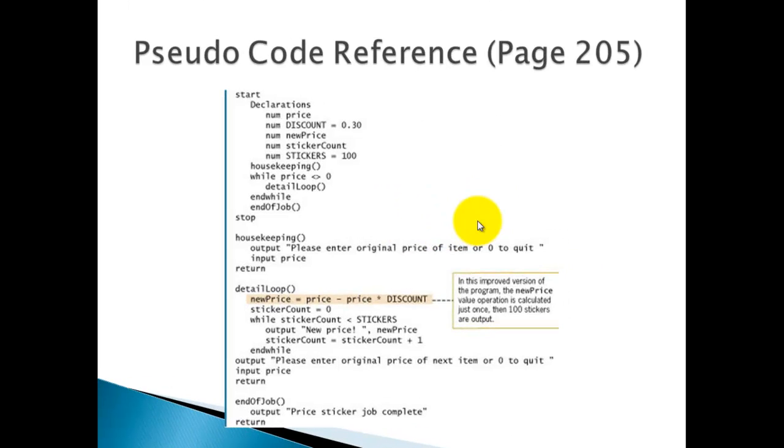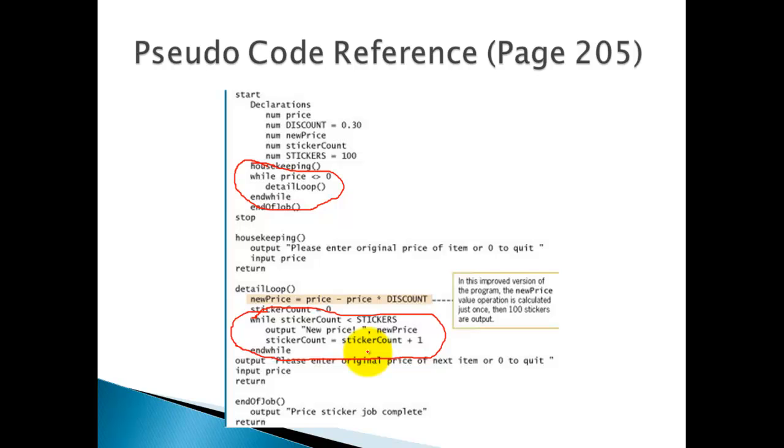Page 205 is an example of pseudocode. If you're going to do your exercise in pseudocode, you might want to reference this. In your main program, you do a loop. See, this is a while loop. This might represent your building loop. And then the detail loop, which is another loop, would represent your apartment loop. And then inside this loop in Exercise 10, you're going to have your coupon loop. So pages 204 and 205 reference looping or nested looping.